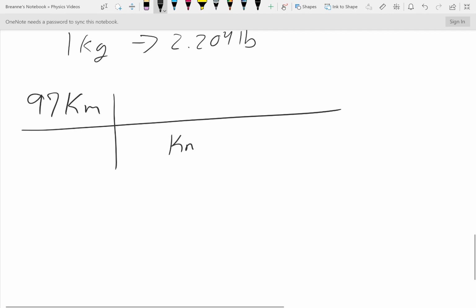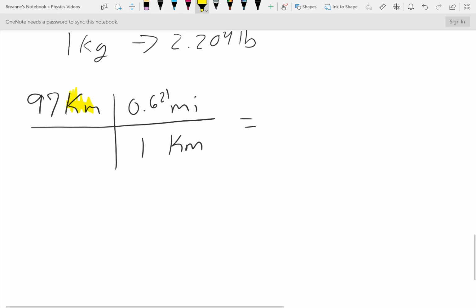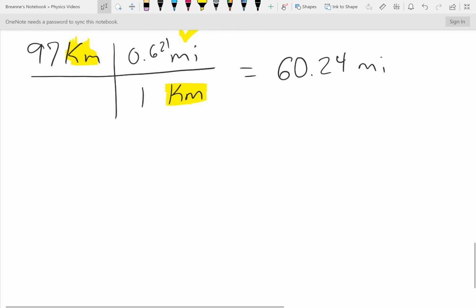So again, I'm going to do this in 2 parts. First we're going to focus in on the kilometers. We're at the 97 kilometers. We don't want kilometers, we want miles. And there is a direct conversion from kilometers to miles in your chicken duck. Now you just multiply across the top, multiply across the bottom. First we've got to make sure things cancel. Kilometers on top, kilometers on bottom, left with miles. So we have 97 times 0.621, and you're left with 60.24 miles.